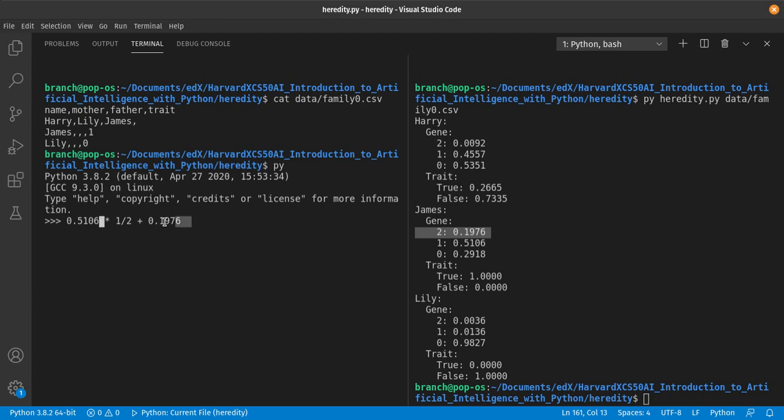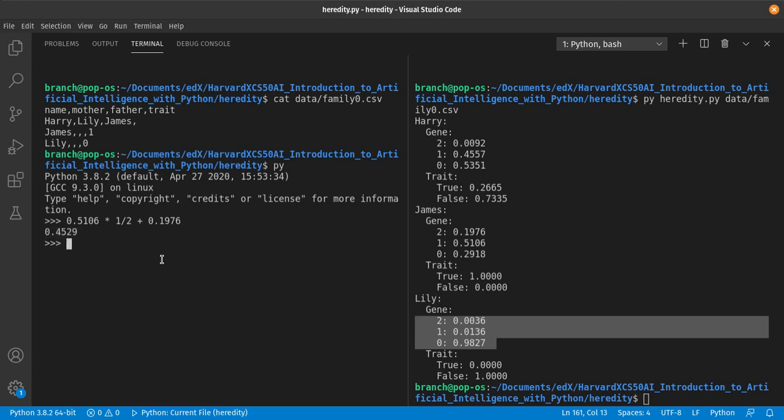That is, there are 2 ways to get 1 copy of the gene to Harry, and we can perform this simple calculation and get 0.4529, which is very close to the result of 0.4557. And then the difference, of course, is due to both mutations as well as our assumption that Lily had 0 copies of the gene with 100% probability. So we have a sanity check that makes it look like our calculation is right.